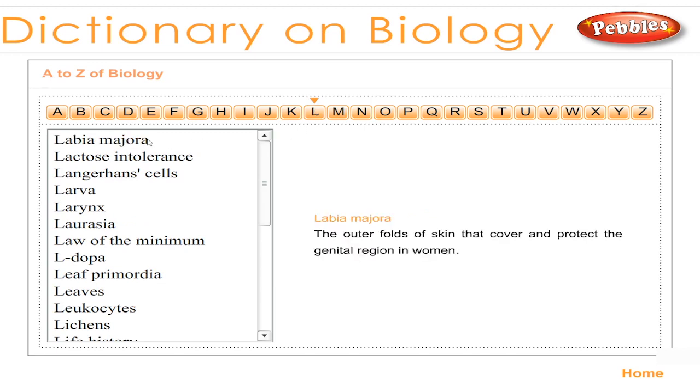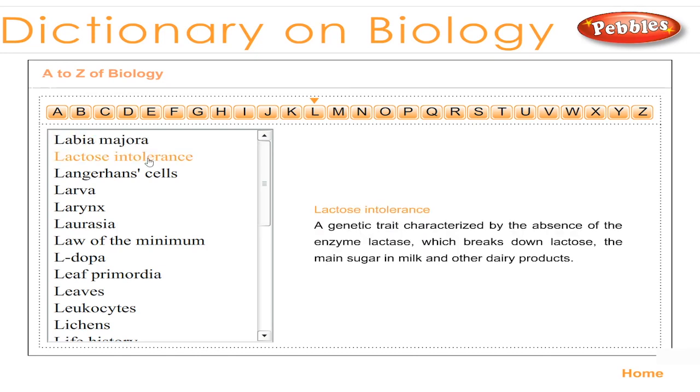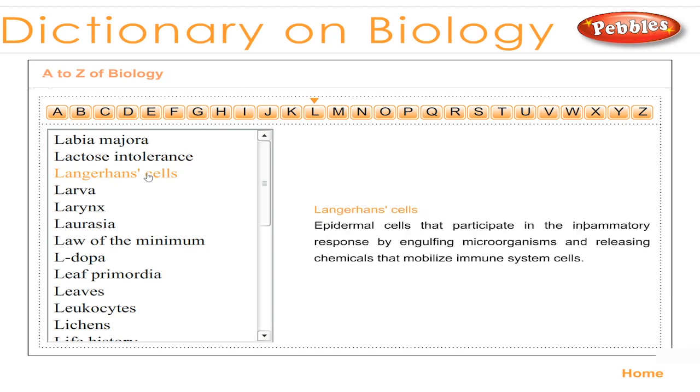Labia majora, the outer folds of skin that cover and protect the genital region in women. Lactose intolerance, a genetic trait characterized by the absence of the enzyme lactase, which breaks down lactose, the main sugar in milk and other dairy products. Langerhans cells, epidermal cells that participate in the inflammatory response by engulfing microorganisms and releasing chemicals that mobilize immune system cells.